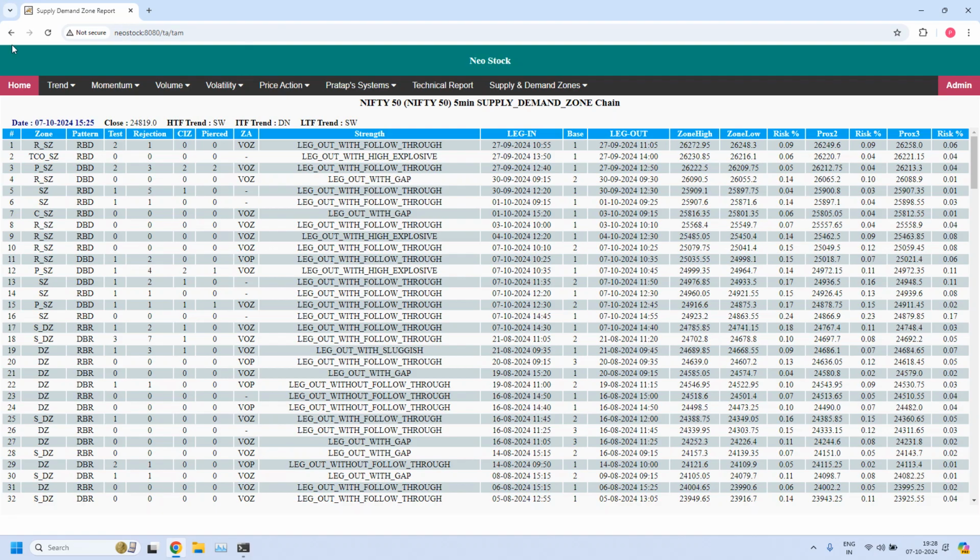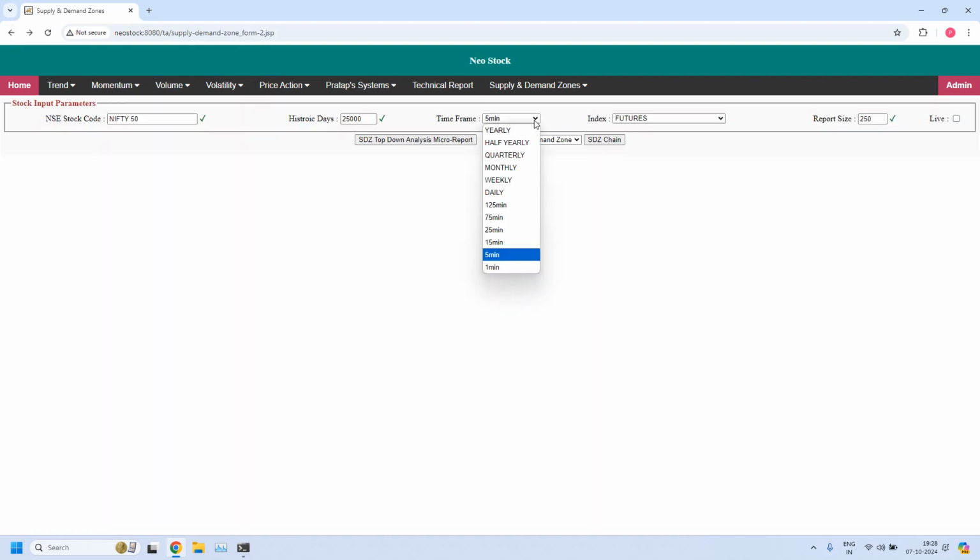Next, Bank Nifty supply demand zone chain. Let's start with monthly time frame. Also changing the name to Nifty Bank. That is nothing but Bank Nifty. Generating Bank Nifty supply demand zone chain for a monthly time frame.